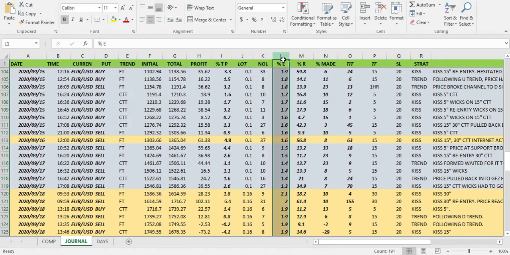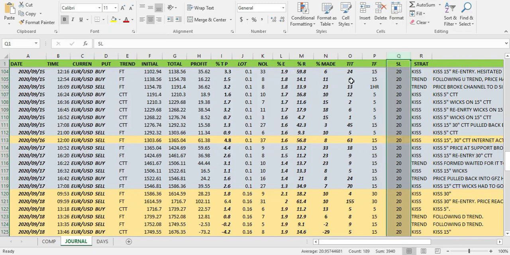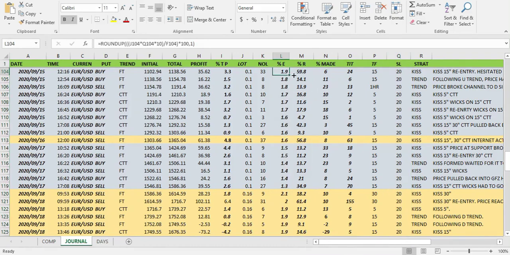So I also calculated the percentage per entry. I was using a 20 pip stop loss. That's for most of these trades since I'm scalping. Then I also calculated the percentage risk. I calculated it by simply multiplying the percentage per entry by the number of lots. So for instance, I was using 0.1 lot here, 20 pip stop loss, and I entered 33 trades, which is a bit overkill.